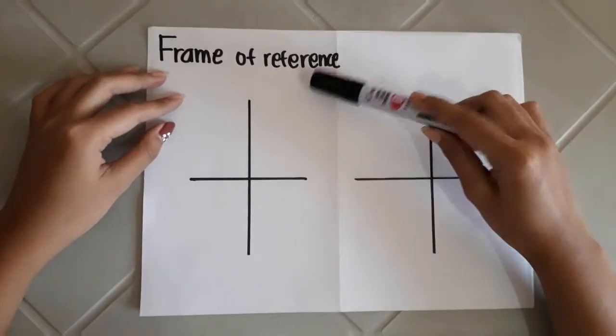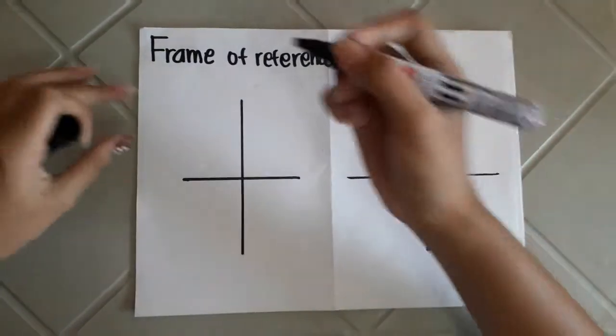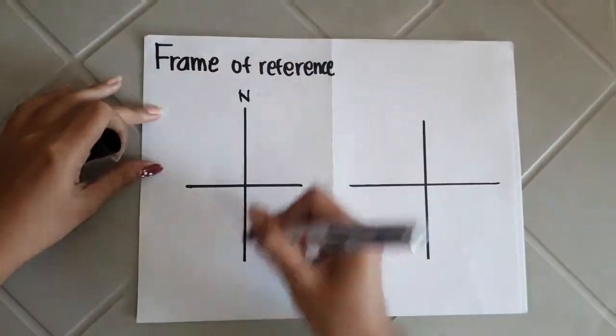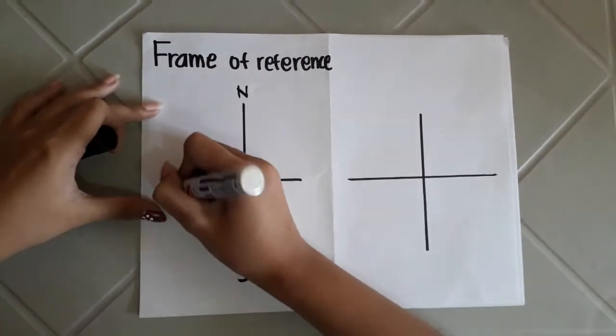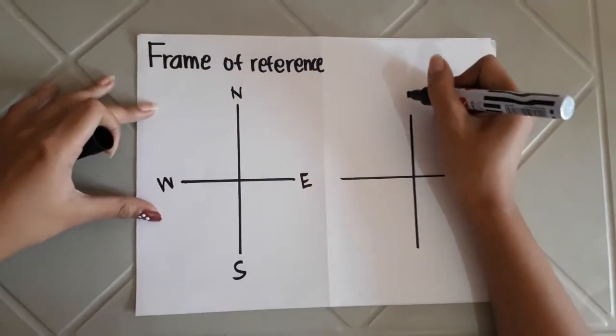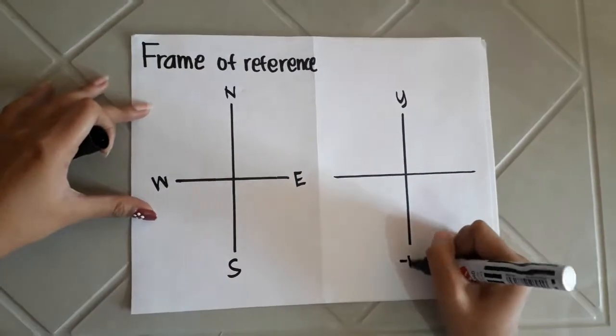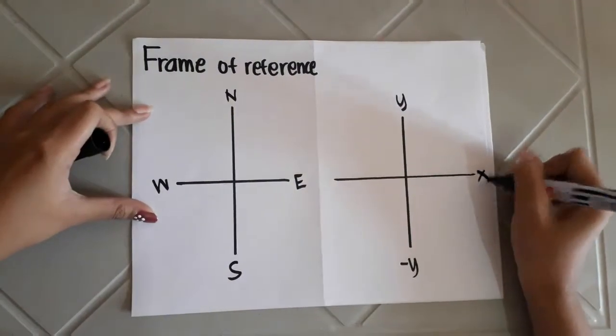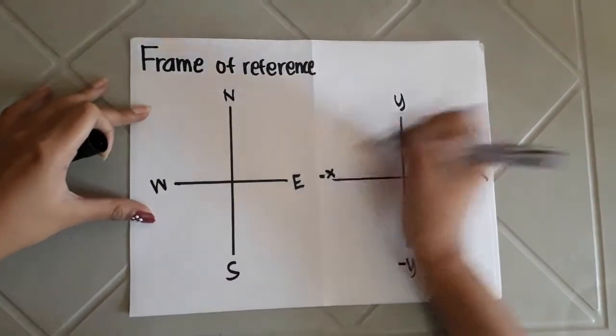This is frame of reference, wherein this is north, this is south, this is west, and this is east. On the other hand, this is positive y, positive x, and negative x.